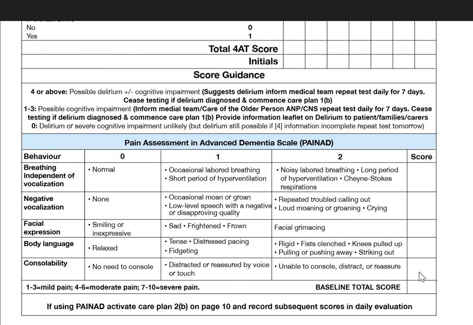So we add up our score to get our baseline total score. If the patient is scoring from 1 to 3, that would indicate mild pain, 4 to 6 moderate pain, and 7 to 10 severe pain. So if you're using this assessment tool, you'll activate care plan 2B. So that's going into our next section on page 10. And that's going into ADL communication and pain, and record subsequent scores in daily evaluation.